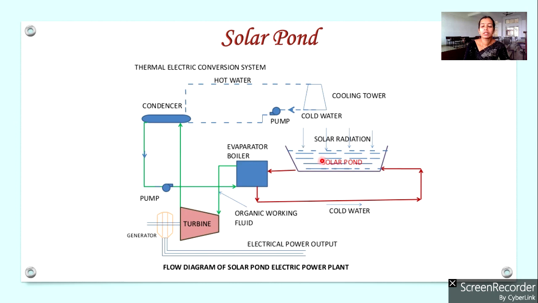When this solar pond receives solar radiation, the brine solution gets heated, and this hot brine is then taken into the evaporator boiler. In this evaporator boiler, the hot brine solution exchanges its heat with the organic working fluid.